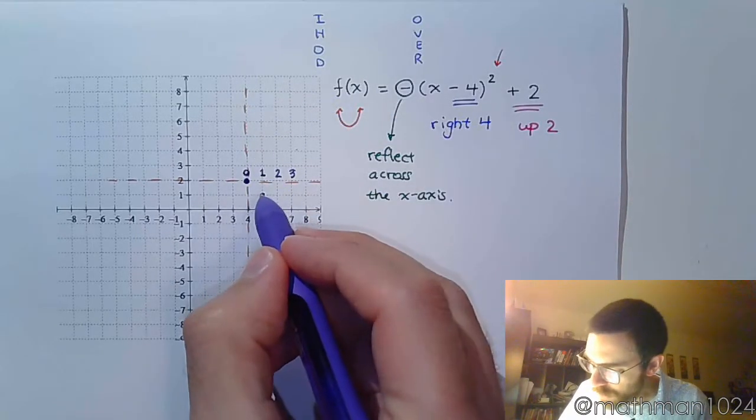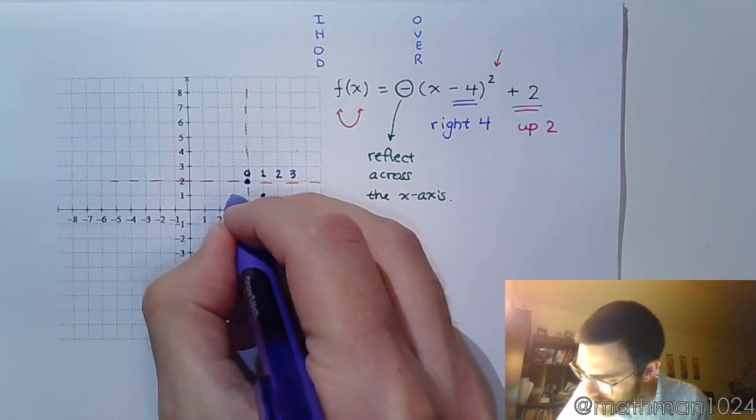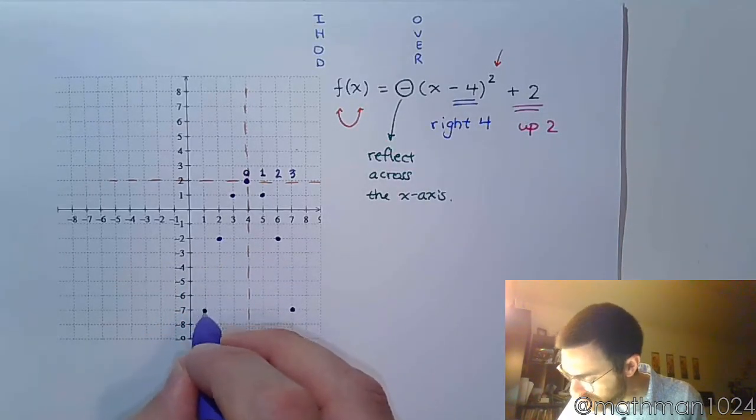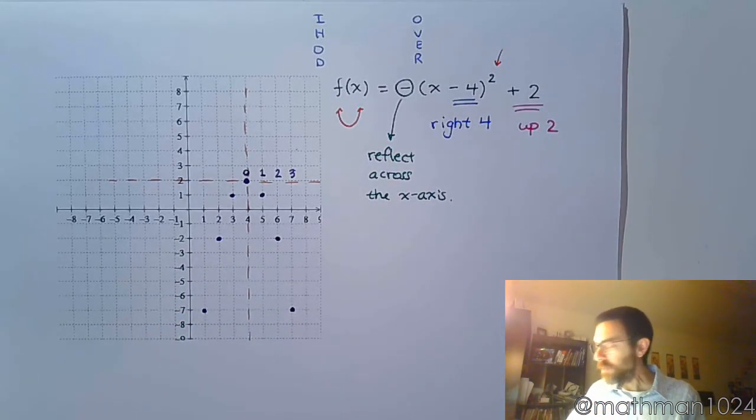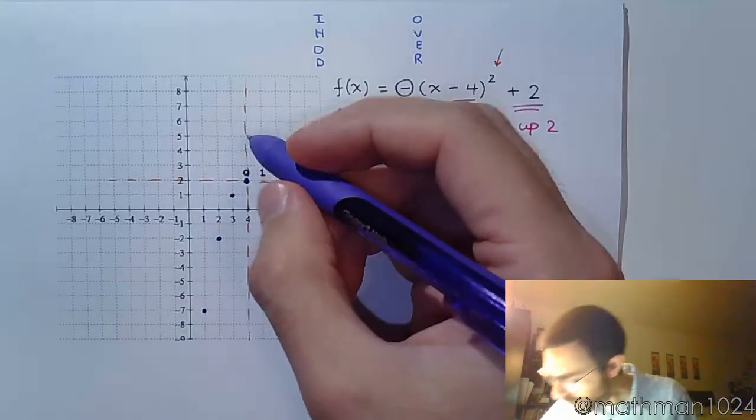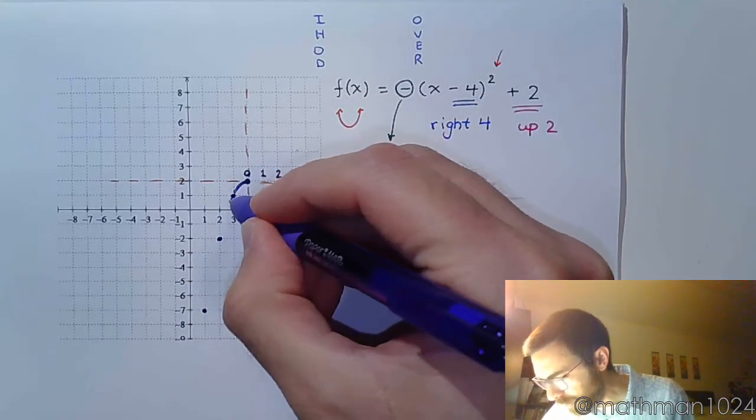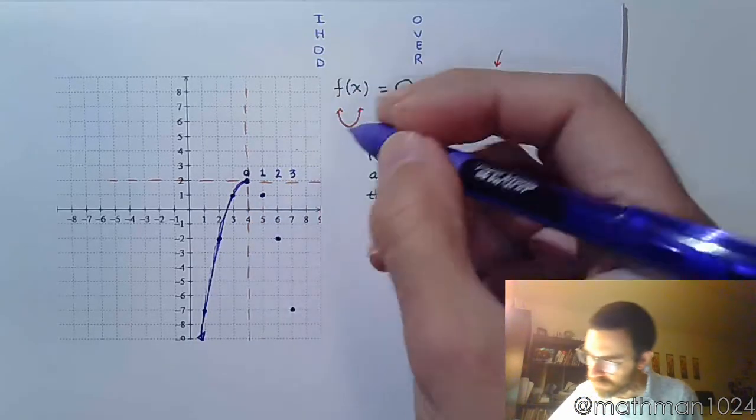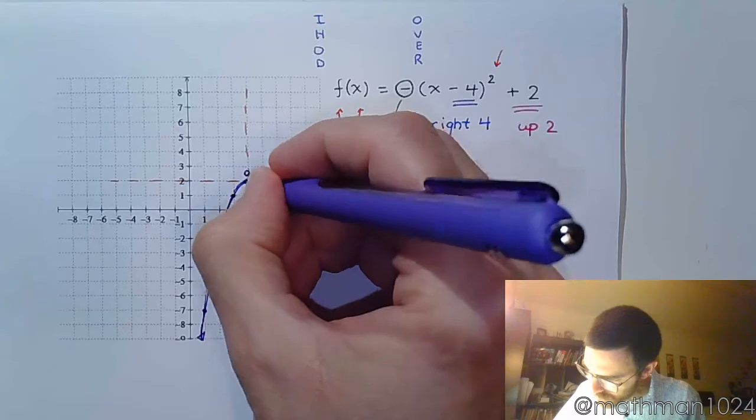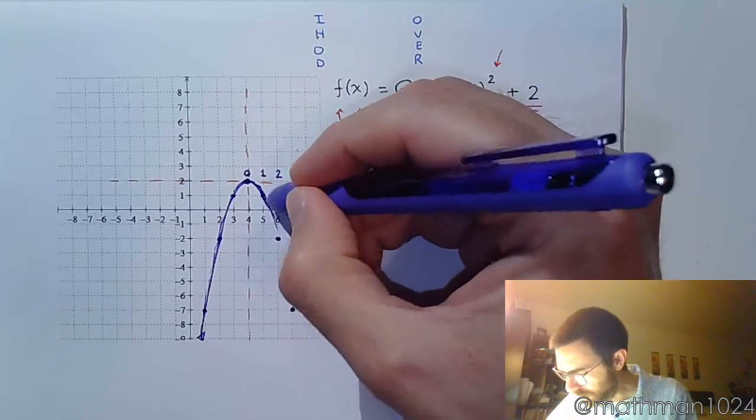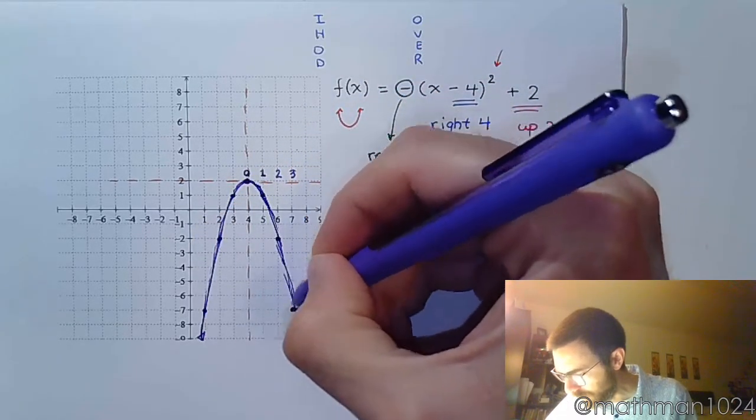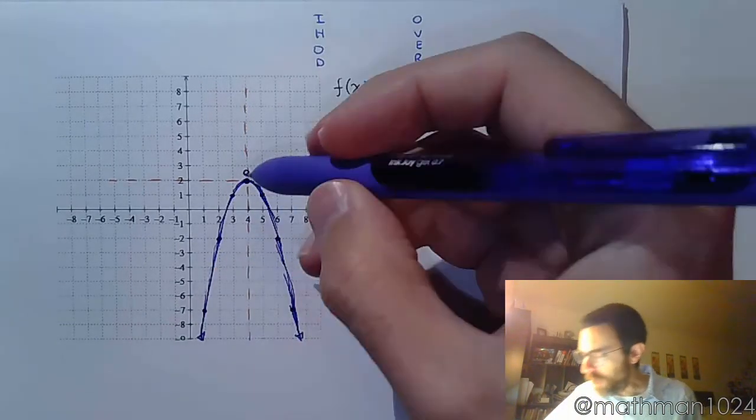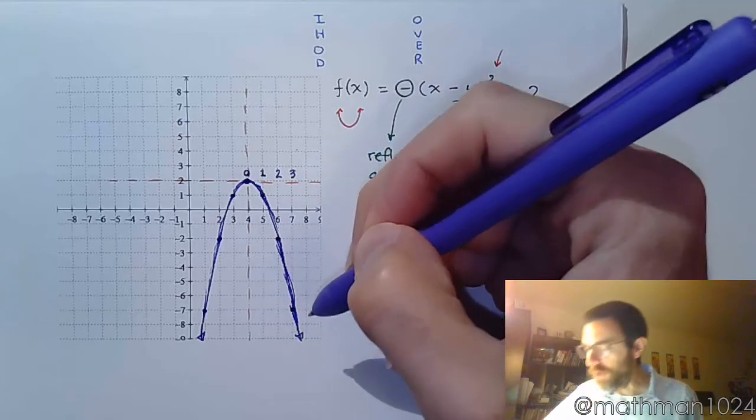So I can copy these points onto the other side. So there's down 1, down 4, and down 9. And since this is a parabola, we draw a nice parabolic shape that is upside down because of the negative, and it has been shifted to the right 4 and up 2. So sometimes parabolas can be kind of hard to draw.